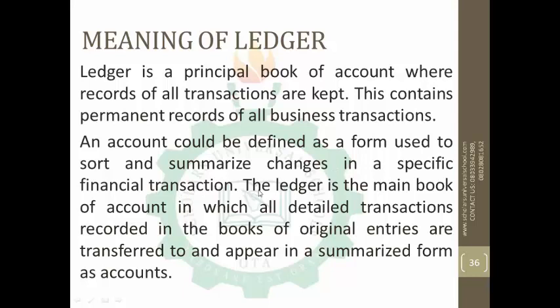And I'm continuing with the slide. We said the ledger is the main book of accounts in which all detailed transactions recorded in the books of original entry are transferred to and appear in a summarized form as accounts. So by the time I check your ledger, by the time I check the form that relates to you, I should be able to see all the transactions that relate to you.